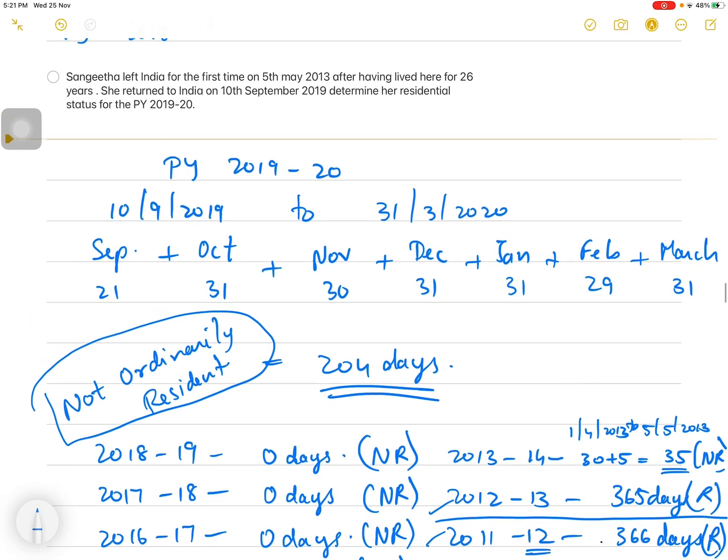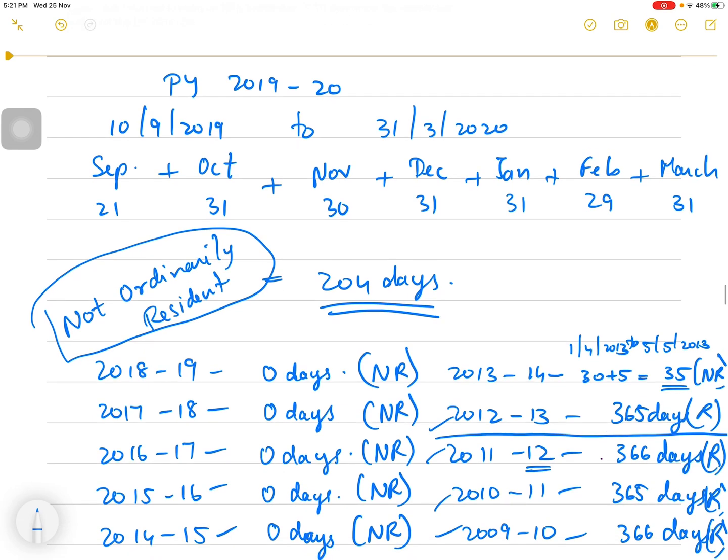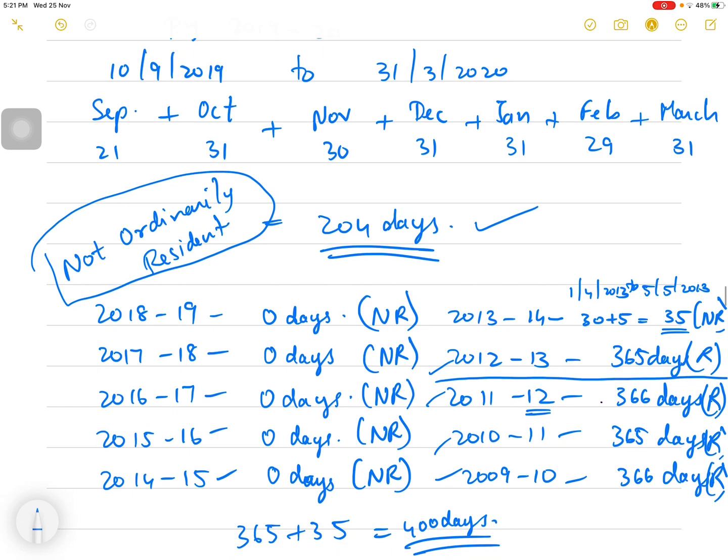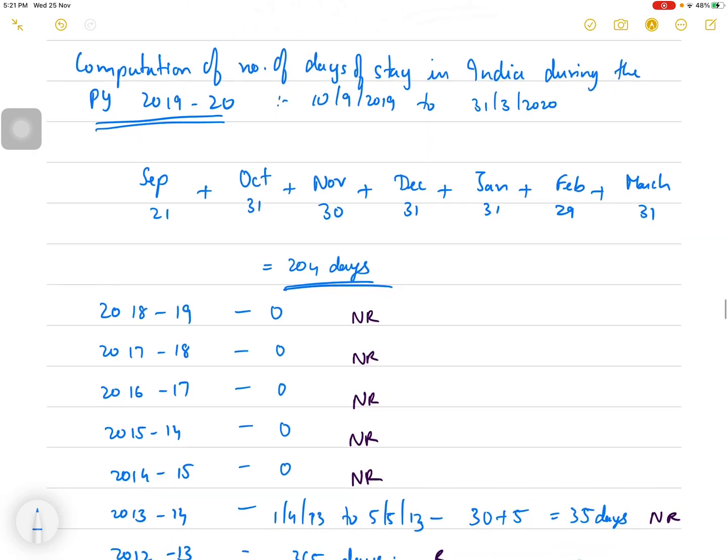Okay. So during the previous year 2019-20, her stay in India is 204 days. So she satisfies first basic condition. Additional condition, when you check, you see she satisfies only the first additional condition. Out of 10 years preceding the previous year, she is resident for 4 years. Okay, but during 7 years preceding the previous year, her stay in India is less than 730 days. So she does not satisfy the second additional condition, and therefore she is not ordinarily resident. Okay, so the answer is here.